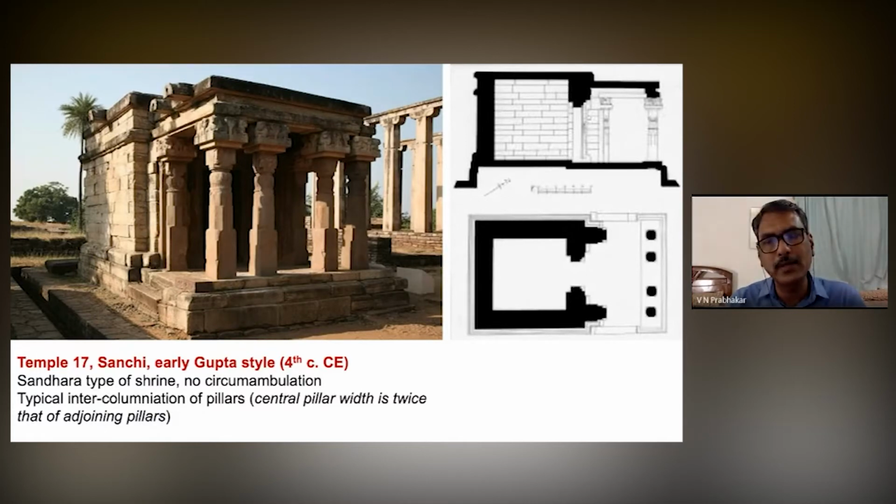But the most interesting feature here is the arrangement of the pillars. This is known as inter-columniation. The central width of this pillar is twice the width of these two adjoining pillars. This is the formula they adopted, and it is quite the same even if you go to the Udaygiri caves or the Nachna Kuthara temple, or other temple forms of the early Gupta rulers. You will find the same sort of arrangement of intercolumniation.